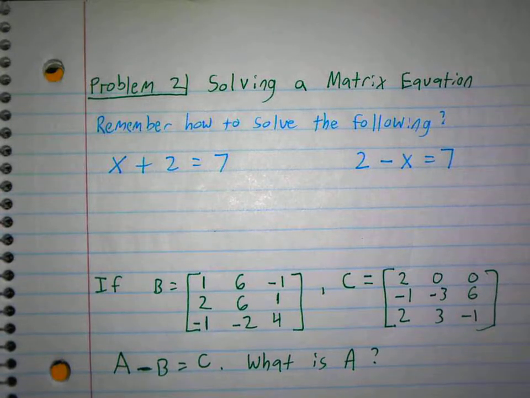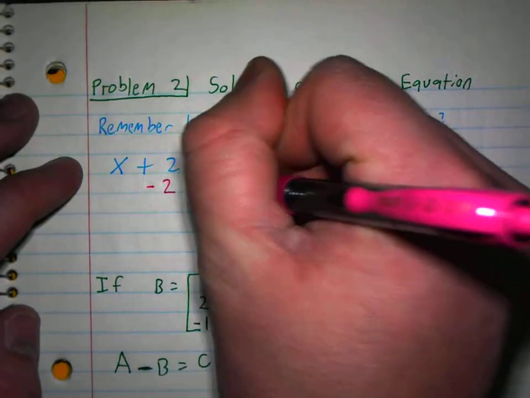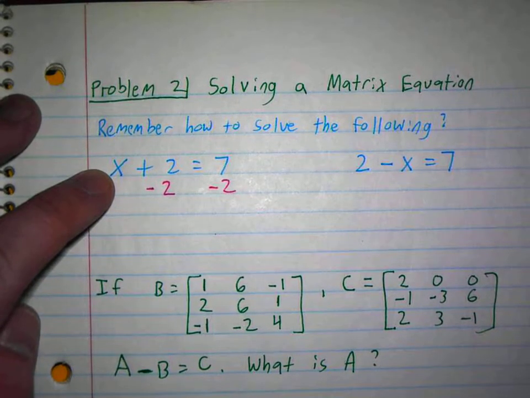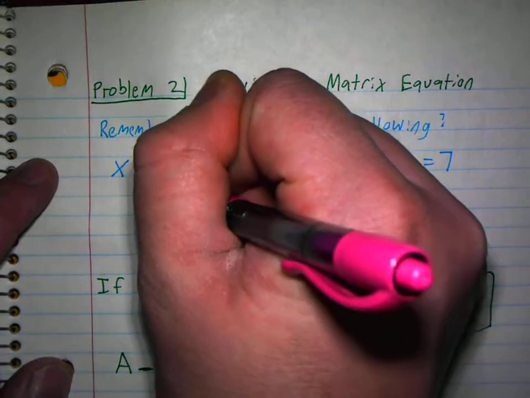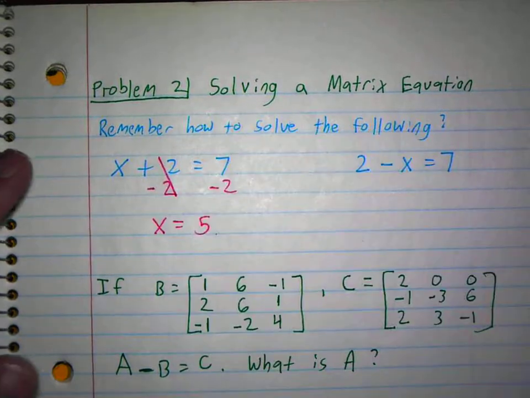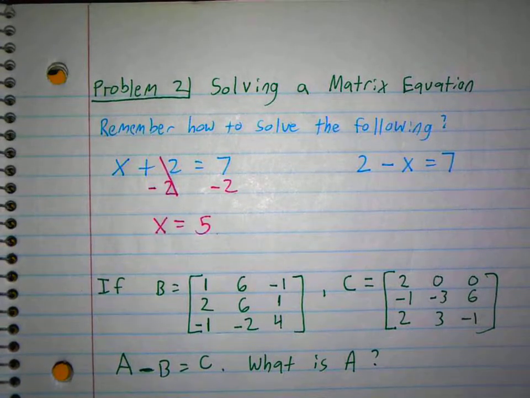Move the 2 over. And how do you move the 2 over? You subtract 2, right? And then 2 and minus 2 are additive inverses, which means they cancel out, right? So now x equals 5, right? Because 5 plus 2 is 7.